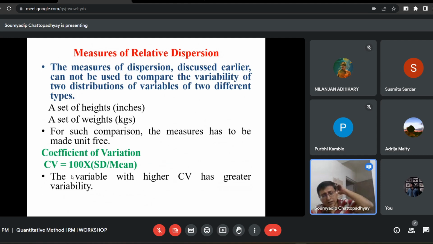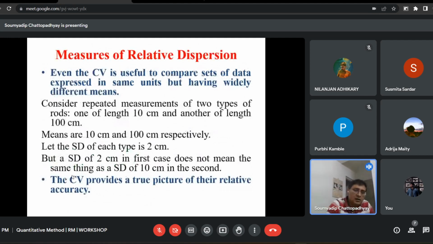In fact, just to correct my previous slide, the coefficient of variation is also useful to compare sets of data which are expressed in the same unit but have widely different means. Just consider the length of a rod. Suppose you are measuring the variability in two types of rods, one of length 10 centimeter, the other of length 100 centimeter. Then in the first group of rods the mean will be 10, and in the second group the mean will be 100.